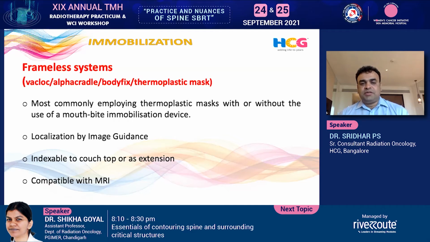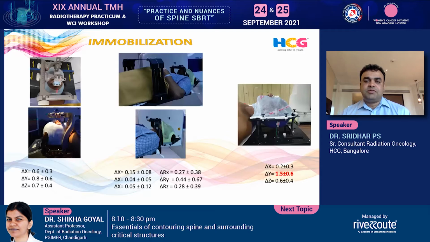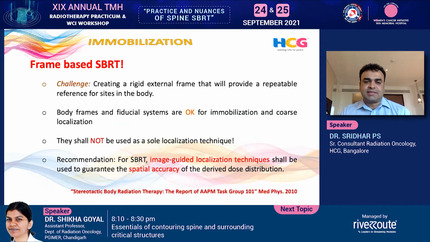Most commonly we employ thermoplastic masks, with or without mouth bite. Localization is by image guidance; that is our priority in these cases. It should be indexable to the couch top or extensions, and most of the time it may be compatible with MRI. When you see the differences, it all comes to between sub-millimeter to 3 millimeters, and 3 to 5 millimeters at the extremes, most of the time in terms of the y-axis.